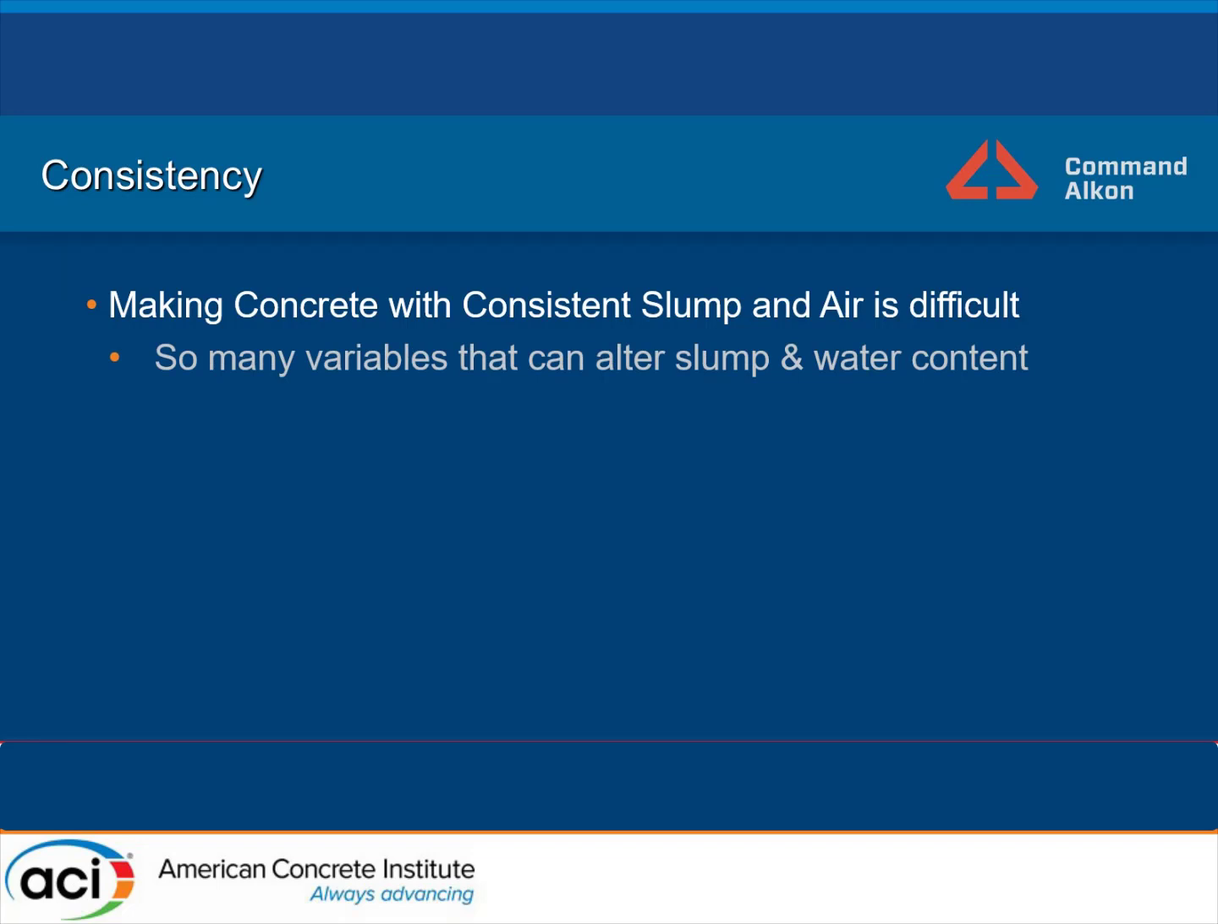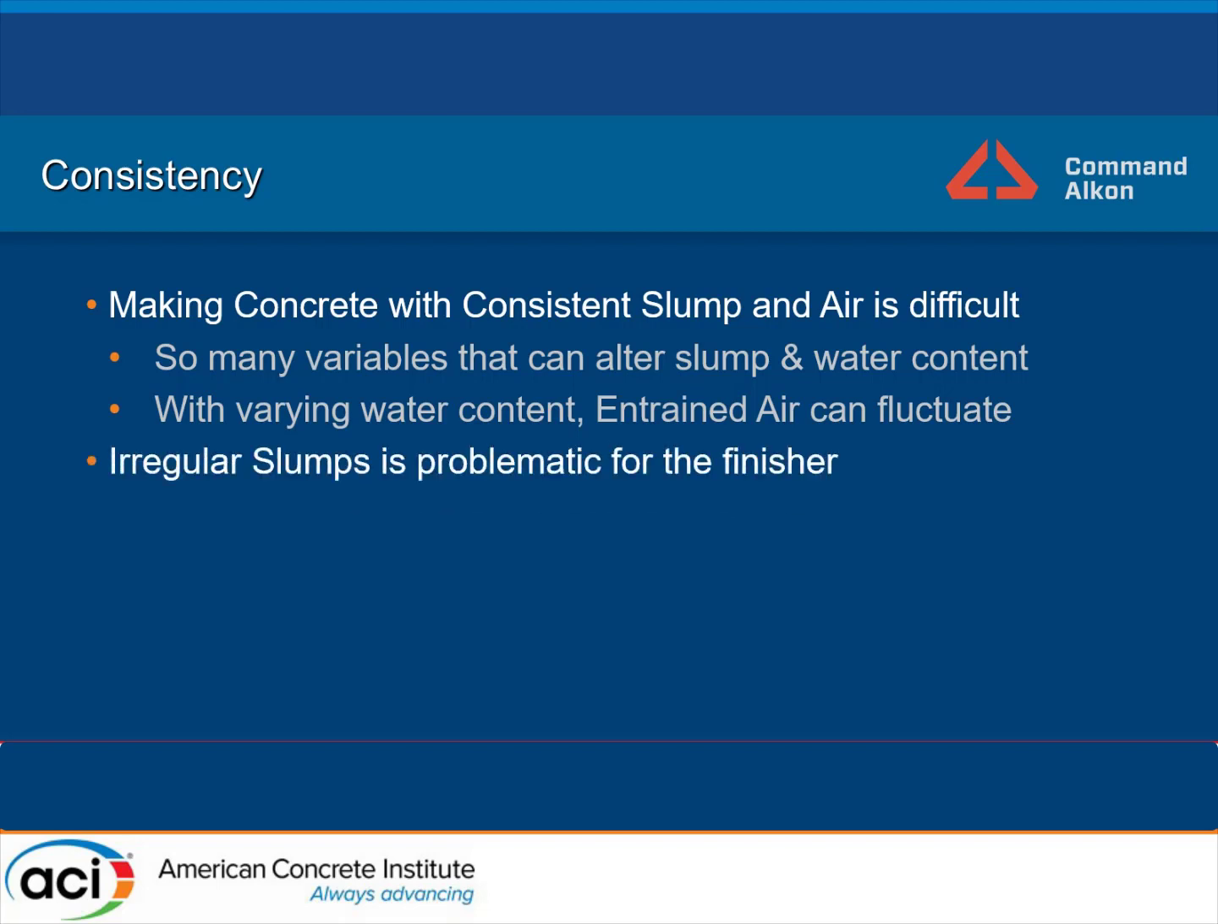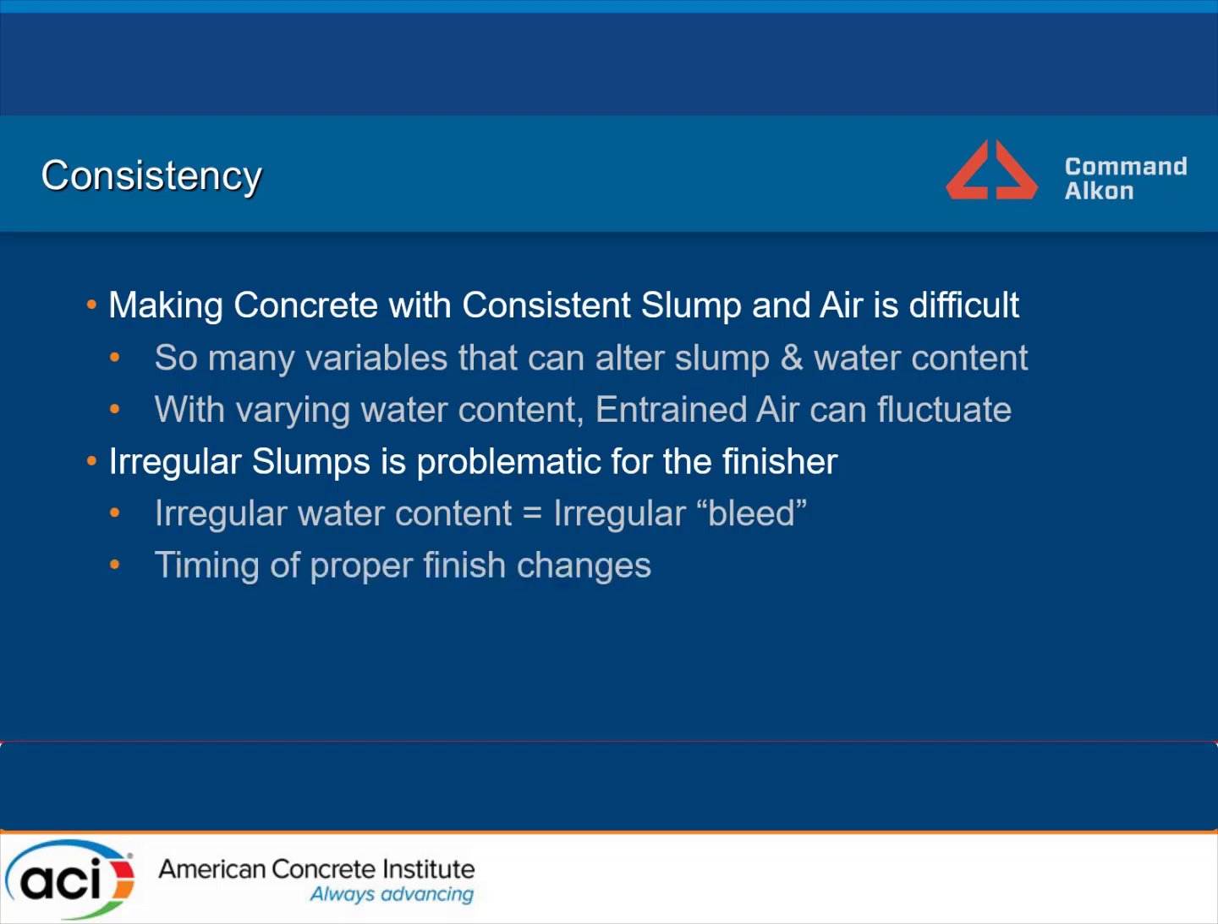So we've got so many of these variables, and with varying water content, you get variability in entrained air. If we keep that slump and water content consistent, chances are we're going to have a greater chance to keep the air entrainment consistent as well. And irregular slumps cause problems for the finisher, as well as the end product that he's building for his customer. It can relate to irregular water content, irregular bleed, and the timing of how to finish that concrete.